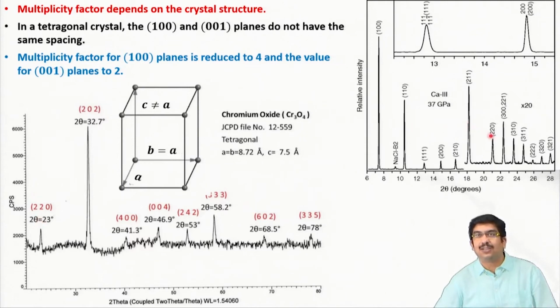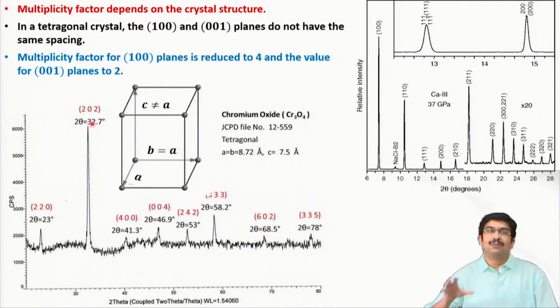For a simple cubic system, the 220 type of plane is only one. There is no difference between 220 and 202; these are not two different planes. They are the same family of planes for a cubic system, but for a tetragonal system 220 and 202 are two separate planes and they appear separately in the X-ray diffraction pattern. That is why, when we calculate the intensity of these two, we have to take them separately. For the 220 planes we calculate the multiplicity once, and the multiplicity of 220 and 202 planes will be completely different.